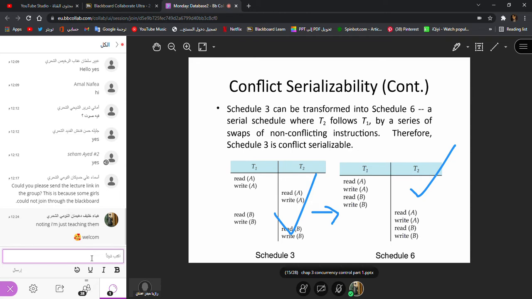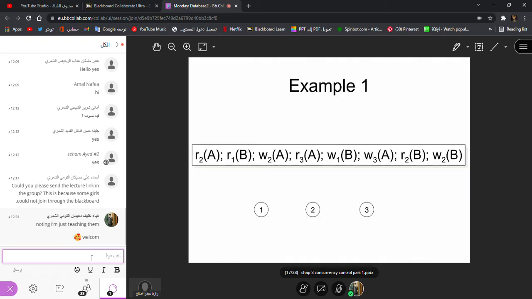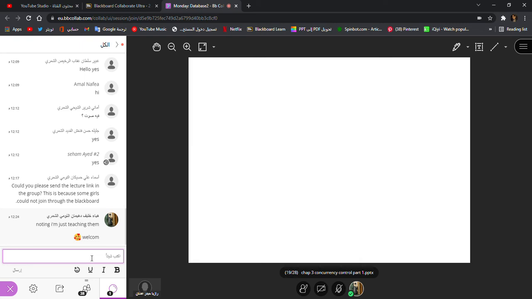There are many ways to check whether we can make a non-serial schedule into a serial one. One of them is the precedence graph test. If you have cycles in the graph, that means we cannot convert the non-serial schedule into a serial schedule. But if there is no cycle, then we can convert the non-serial schedule into a serial schedule, right? This one I think we have already done. Let's do example 2 today.